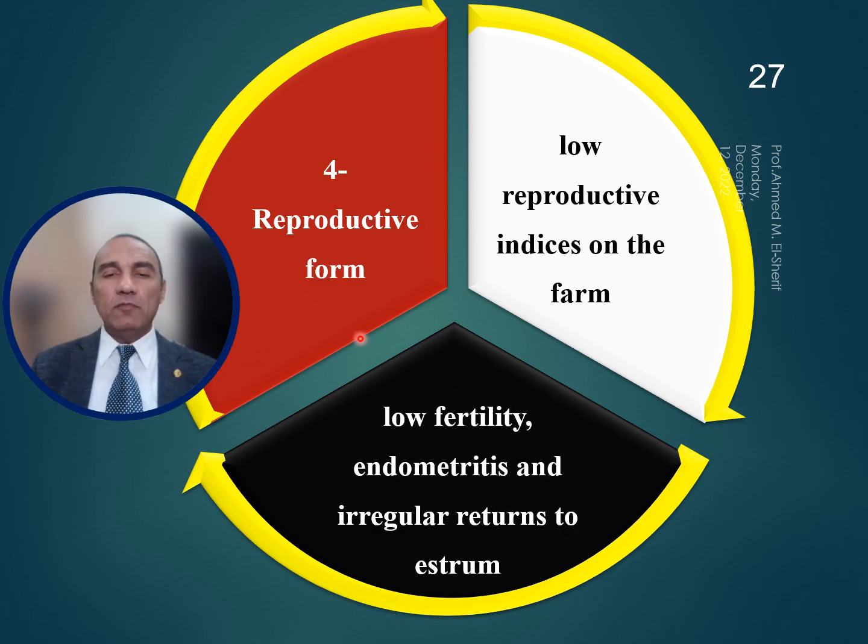The fourth form of infection with bovine herpesvirus 1 is the reproductive form, caused by subtype 1.3 of bovine herpesvirus 1, characterized by low reproductive performance on the farms infected with this virus. Animals on these farms will show low fertility rate, endometritis, and irregular return to estrus.